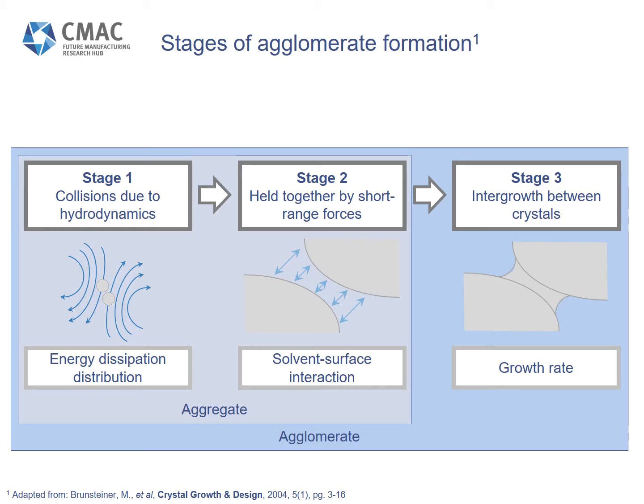Just to clarify before I move on, I'd like to talk about the terminology I'll be using in this talk, as the definitions do vary. So here I'm classifying an aggregate as a particle which has only undergone the first 2 stages, whereas an agglomerate has undergone all 3. Now this inherently means that an agglomerate is stronger and more difficult to break than an aggregate, and also it can only occur under supersaturated conditions.